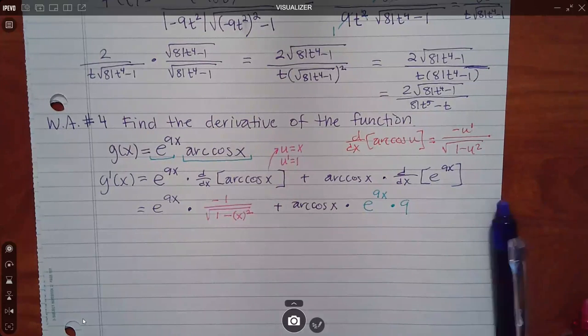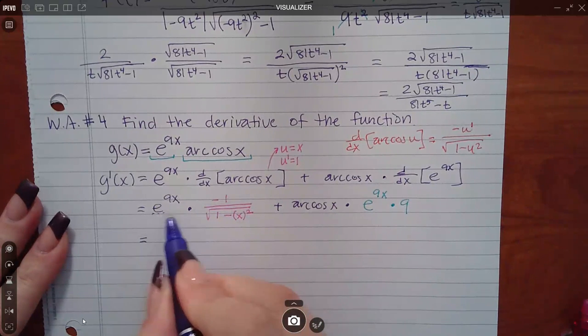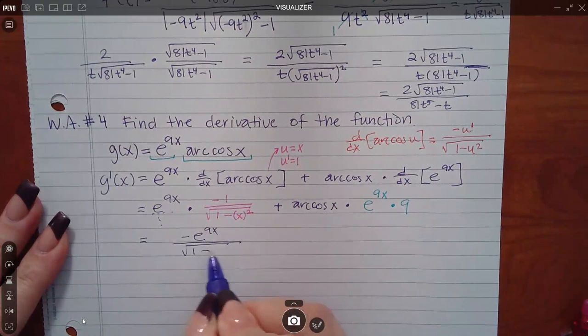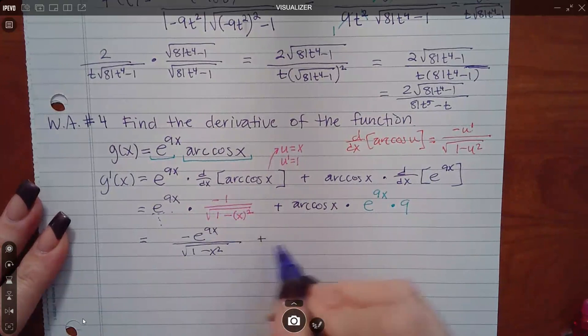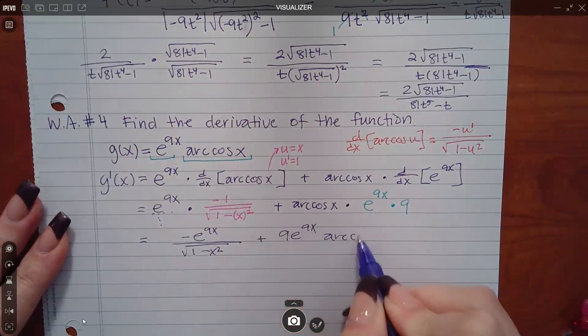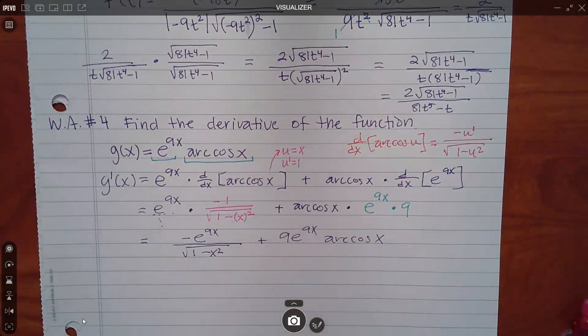So let's see how we can do this. We can multiply basically top times top. So negative e to the 9x over the square root of 1 minus x squared plus 9e to the 9x arc cosine x. Now, whatever site takes this, you could totally type that in there. As long as you kind of put it together a little bit, it'll take it.